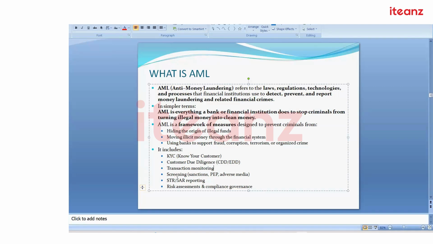So what is transaction screening? Let's say you are sending me 10,000 rupees from your SBI account to my account, which is HDFC. SBI sends one message to HDFC that Gautam is sending this much money to you.